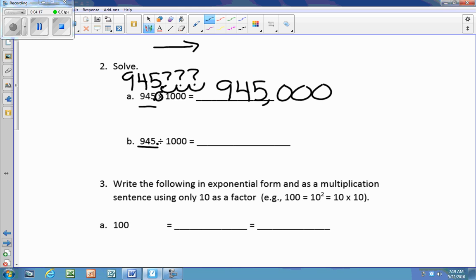Over here, once again, I'm going to rewrite my number to make it bigger and easier to work with. I'm dividing, so I'm going to the left. My decimal is always to the right when I start. 1, 2, 3, because there's 3 zeros. And I end up with my answer of 945 thousandths.